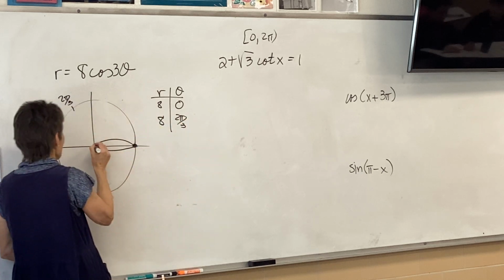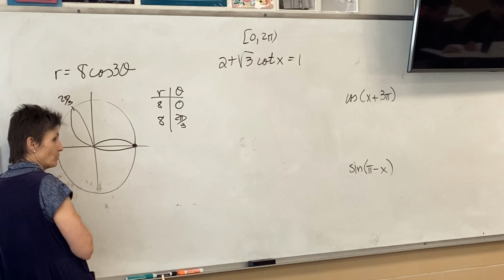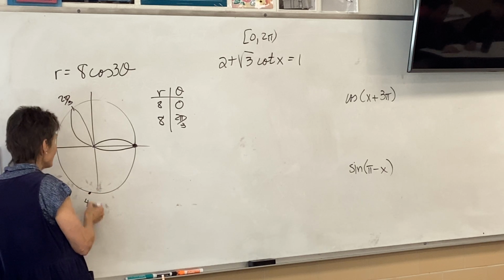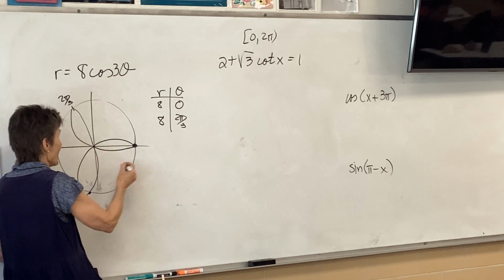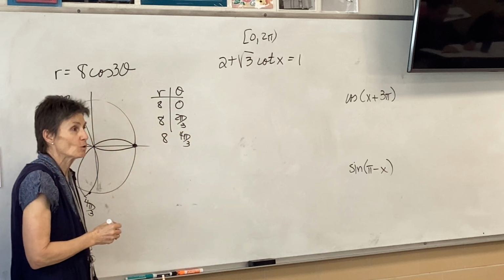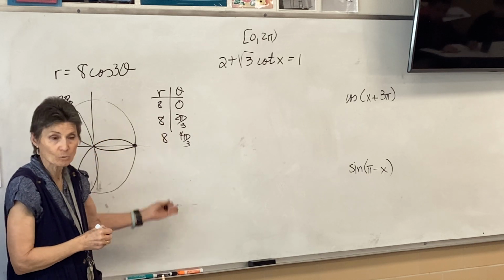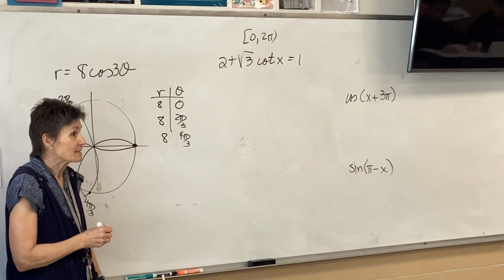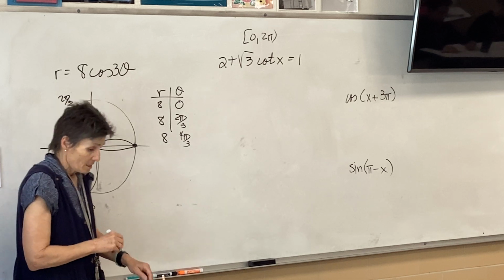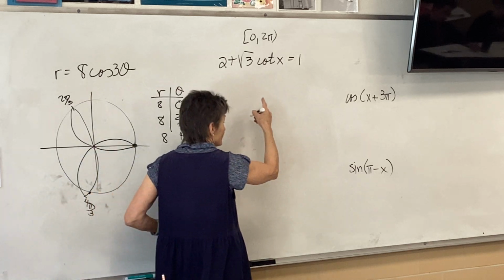And it's also going to be out here at 8. Where is the next one going to be? 4 pi over 3. And it is also going to be out here at 8. So what are the 3 points that are furthest from the pole or furthest from the origin? Right there, those 3 points. Does that make sense to everybody? Not hard at all.